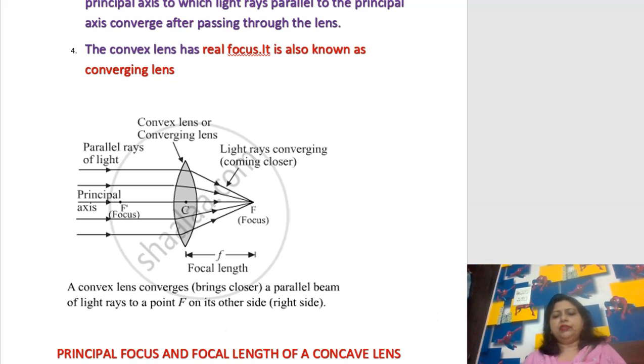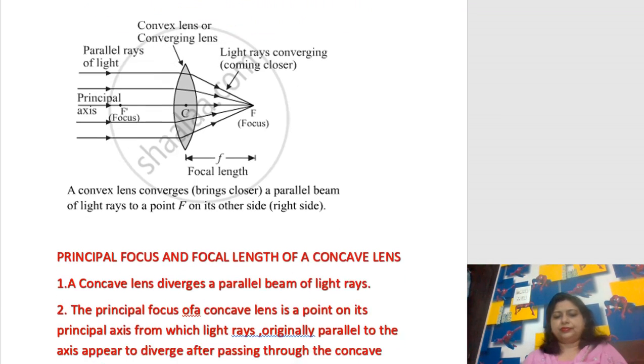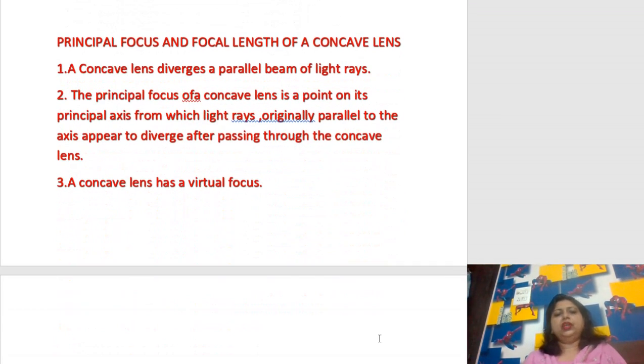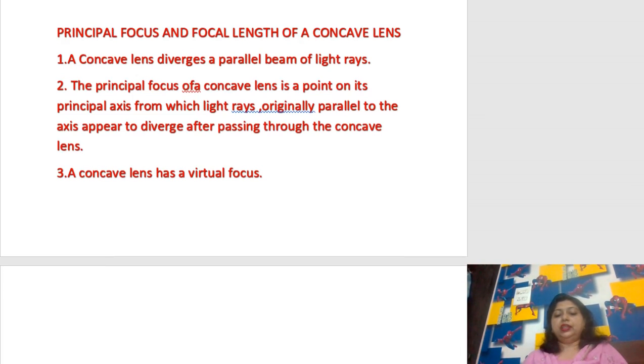Now principal focus and focal length of a concave lens. Look, a concave lens diverges a parallel beam of light rays. The principal focus of a concave lens is a point on its principal axis from which light rays originally parallel to the axis appear to diverge after passing through the concave lens. And a concave lens has a virtual focus. So I hope everything is very clear.